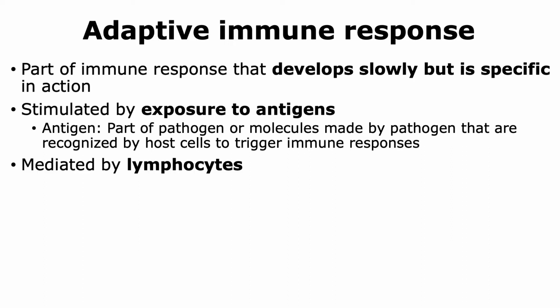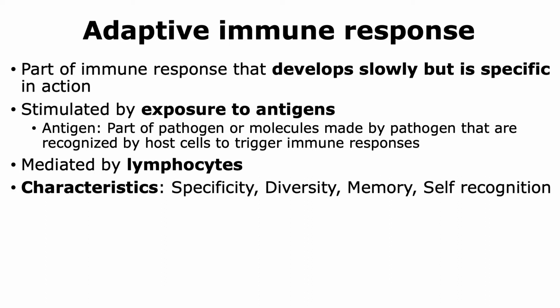The adaptive immune response is primarily mediated by cells called lymphocytes. Some of the main characteristics of an adaptive immune response are that it is specific in nature and it is diverse, and so we can see adaptive immune responses to many different types of pathogens. It has memory, and this is what helps our immune system to remember a pathogen that it has encountered before. And the adaptive immune response also helps the body in self-recognition. So there are mechanisms in place for the immune response to know what is self and what is non-self.